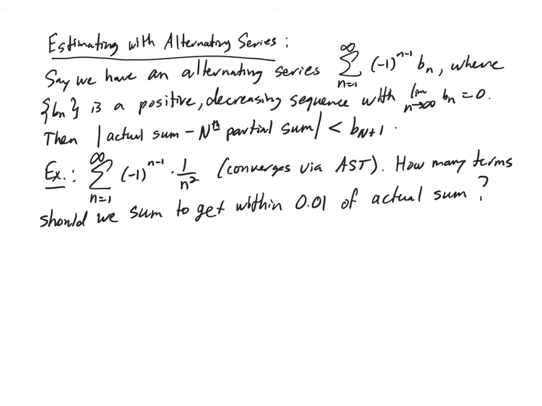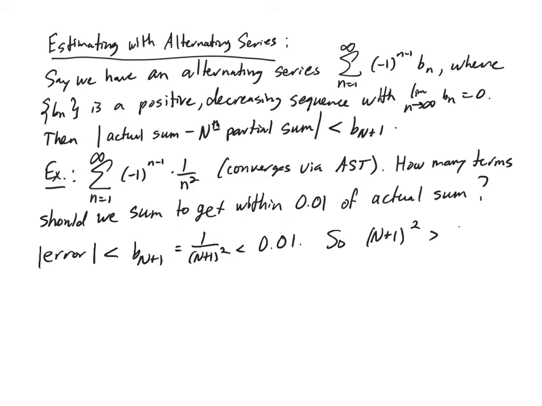Okay, well, our error in absolute value is less than b_{N+1}, the capital N plus first term, which is equal to 1 over (N+1) squared. So we want this amount to be less than 0.01. Well, this means if I flip both sides, (N+1) squared should be greater than 100, taking the reciprocal of each side.